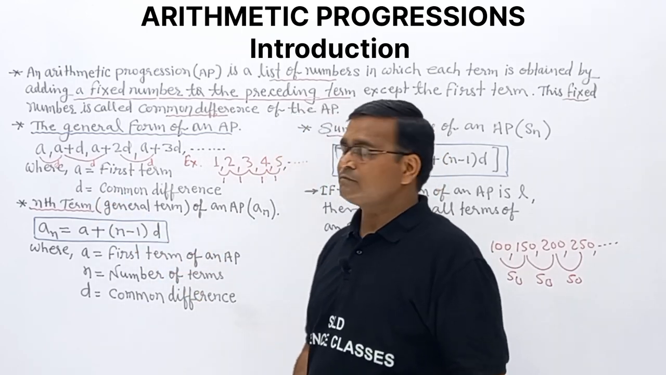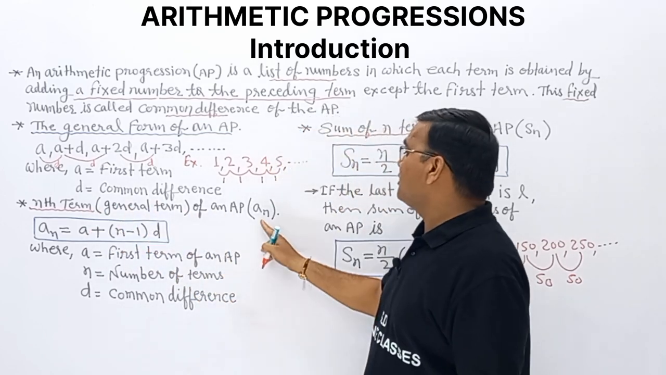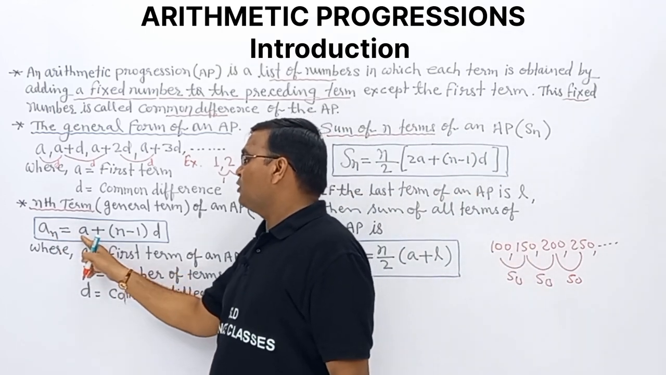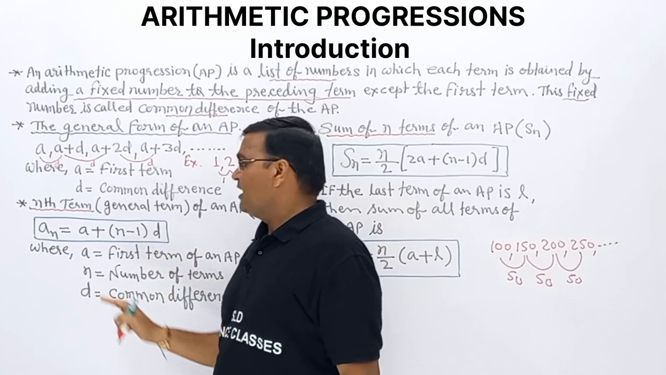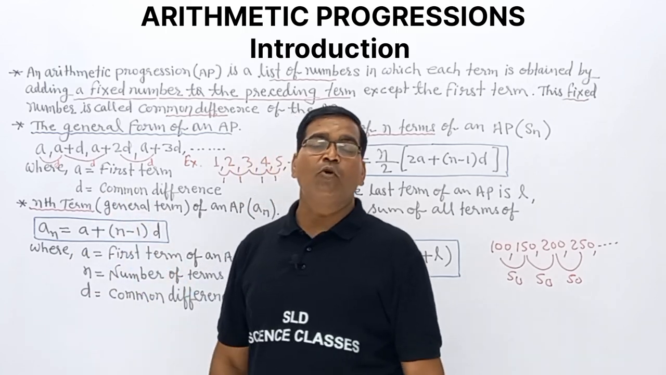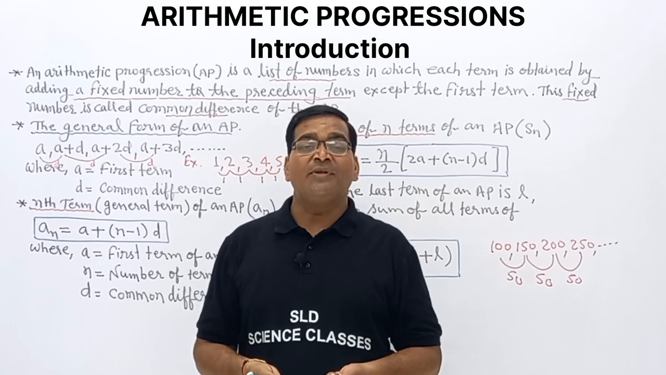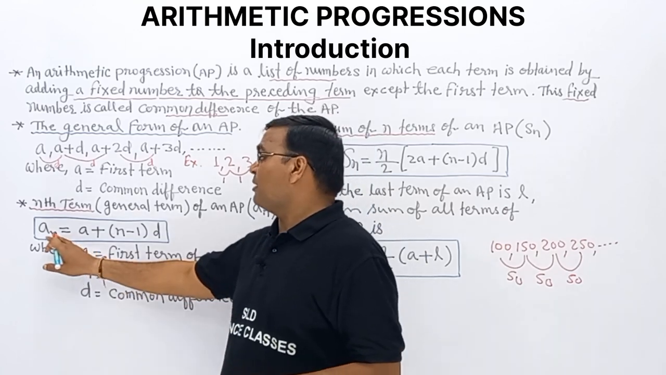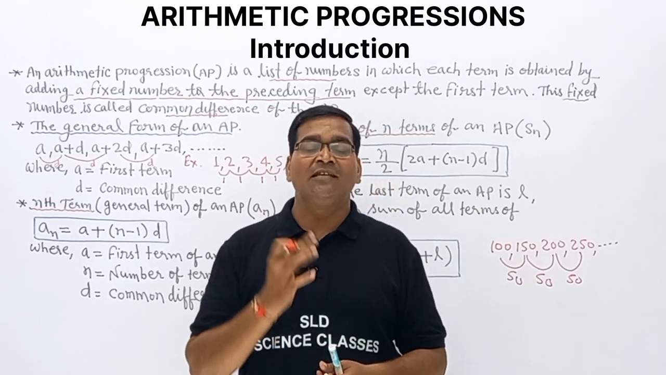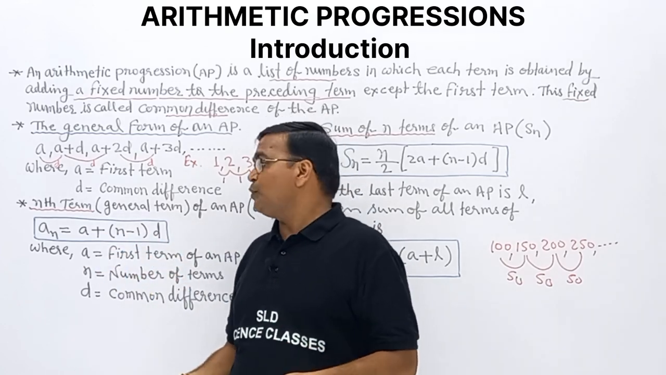Now the next formula we will use in this chapter is the nth term, also called the general term of an AP, and it is denoted by an. Its formula is an equal to a plus n minus 1 into d. This will be the nth term. We want to find the nth term, for example the 10th term or 15th term. It means the value of n, the number of the term, is 15th or 10th. So we want to find the nth term of the sequence.